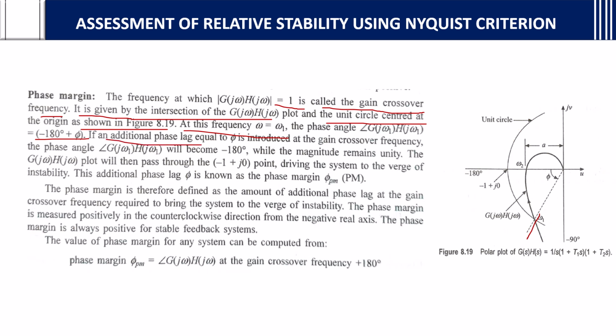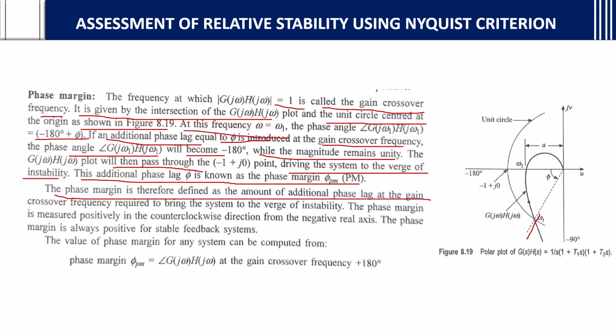If an additional phase lag equal to phi is introduced at the gain crossover frequency, the phase angle will become minus 180 degrees while the magnitude remains unity. So the G(j omega) H(j omega) plot will then pass through the minus 1 plus j0 point, driving the system toward instability again. This additional phase lag is known as the phase margin. The phase margin is therefore defined as the amount of additional phase lag at the gain crossover frequency required to bring the system to the verge of instability.